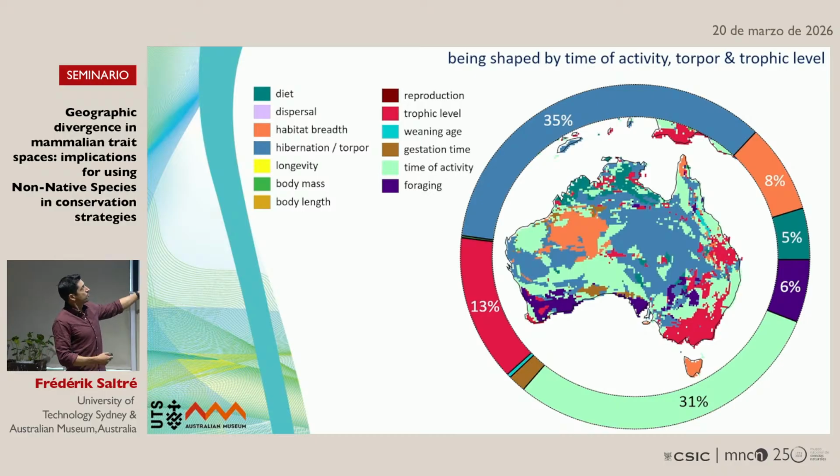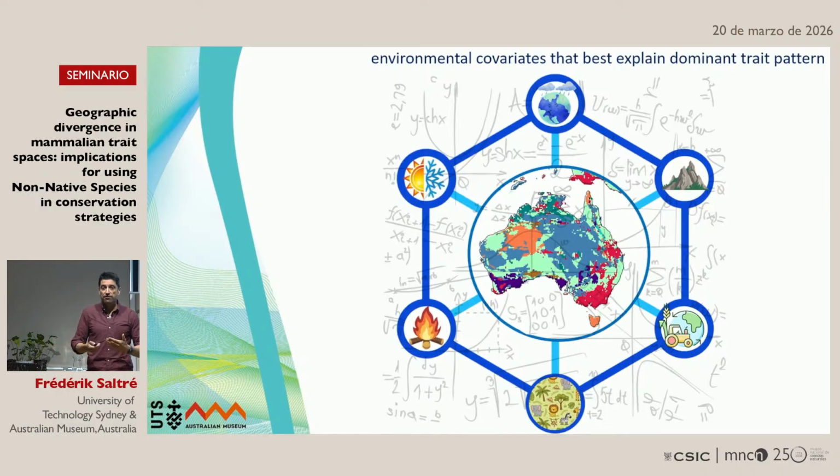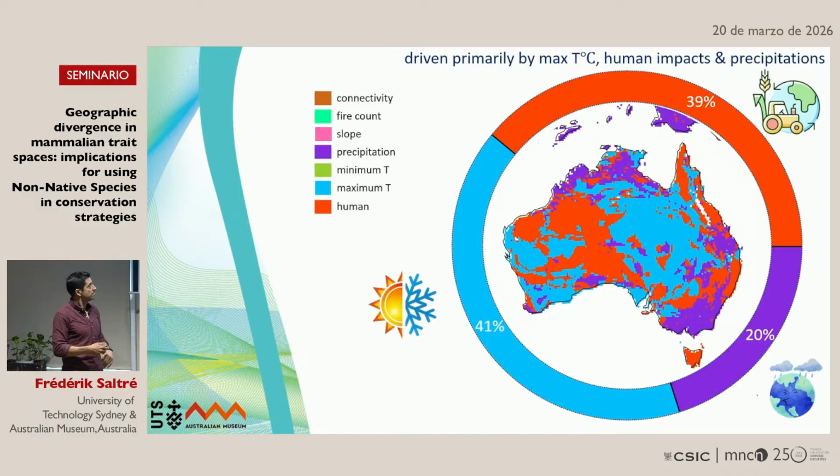If I summarize this, we pretty much have all of Australia being shaped by the time of activity, torpor, and the trophic level, all right, in terms of traits. Then you can compare that to any sort of environmental factors. Environmental factors in terms of precipitation, in terms of accessibility to the terrain, human impact, agriculture or whatever, connectivity. Do I have my community, are they endemic, just in one spot and nowhere else? Or do I have a big range of community, or what is my nearest neighbor, for example? Do I have any sort of connectivity? Fire, a big thing in general, mostly in Australia, and temperature. So we're trying to see which of those factors best explain that pattern.